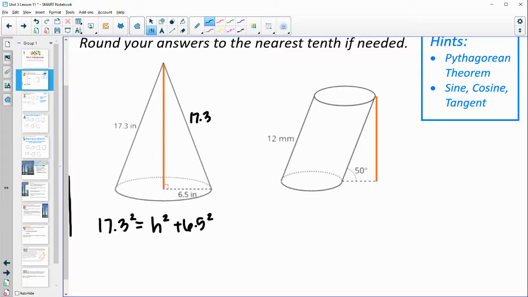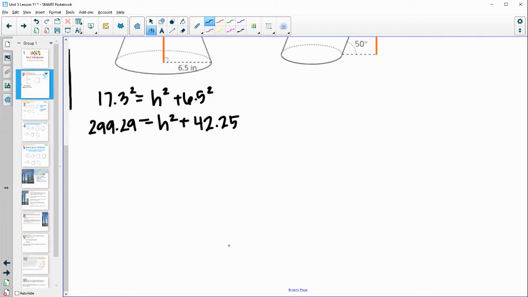So then calculate 17.3 squared, which is 299.29. That is equal to h squared plus 6.5 squared, which is 42.25. Then you can subtract 42.25 from both sides to get h by itself. And you'll have 257.04 equals your h squared.